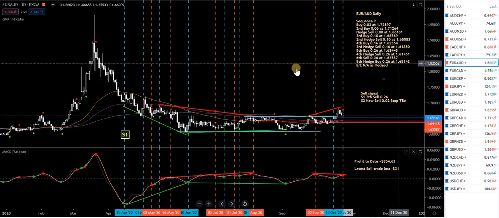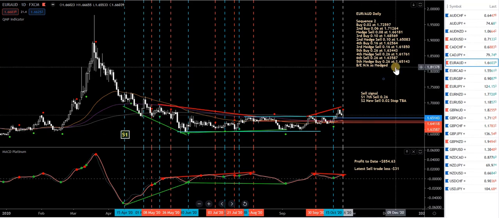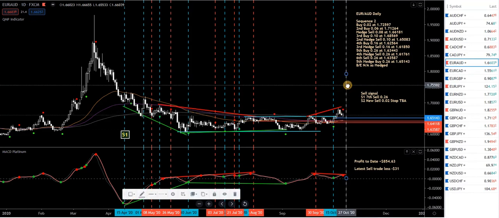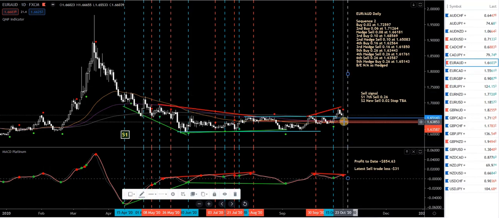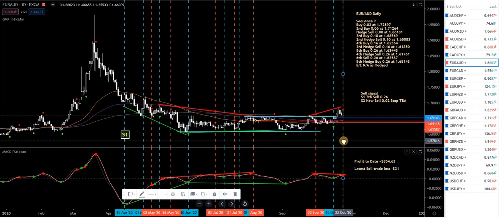Right, Euro Aussie. What are we doing here? All right, sequence 1. It's the only trade I'm in at the moment. We've got a sell signal coming on Monday. So I'll just move that. You can see it there. Again, red QMP dot, red dot on the MACD Platinum. So we've got a sell signal coming on Monday.